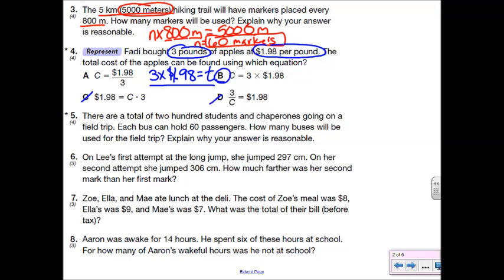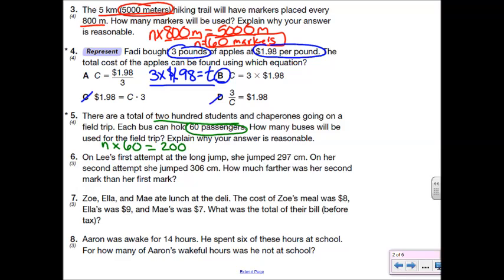Number 5 says there are a total of 200 students and chaperones going on a field trip. Each bus can hold 60 passengers. How many buses will be used for the trip? So we have 200 total, and we have 60 in each group. We need to know N. So N times 60 equals 200.